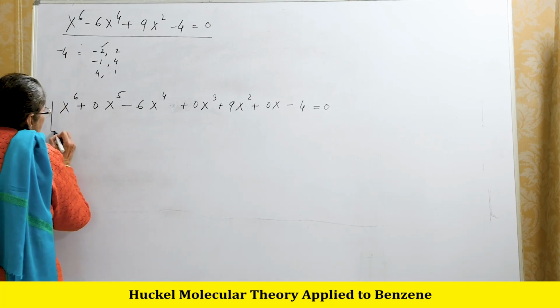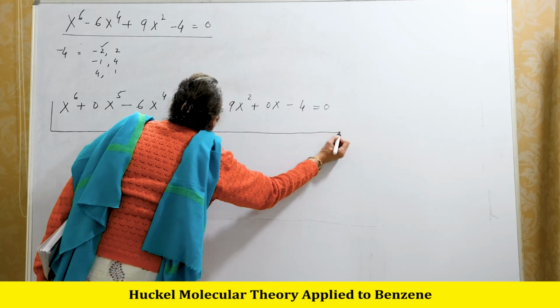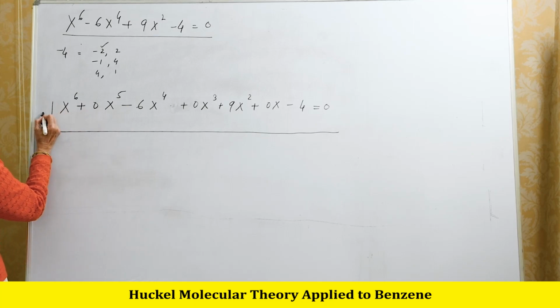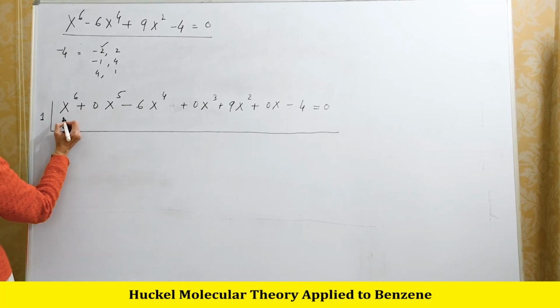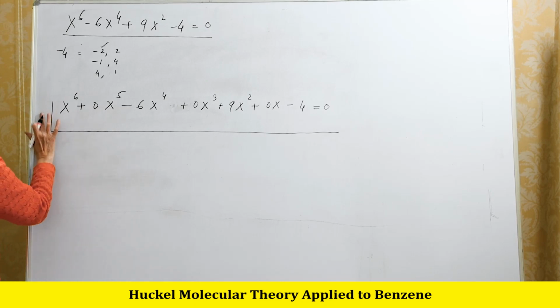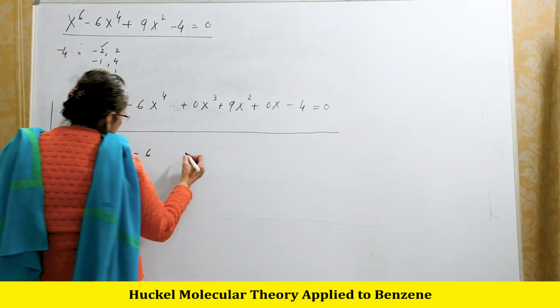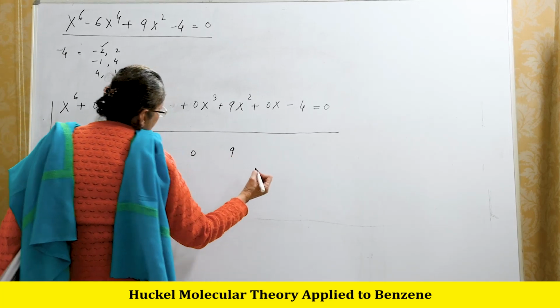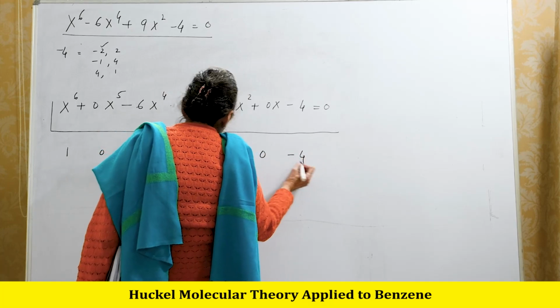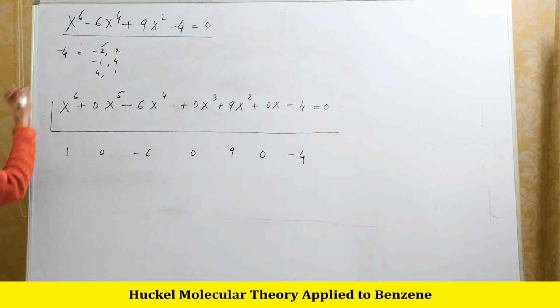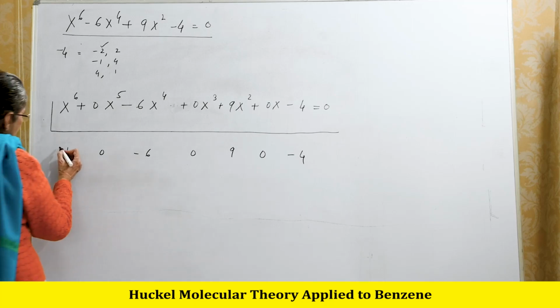So we just take this example. Suppose I take this 1, then write down this equation as 1, 0, minus 6, 0, 9, 0 and minus 4. 1, 2, 3, 4, 5, 6, 7. First this equation will be converted into degree of 5, then 4, 3, 2.